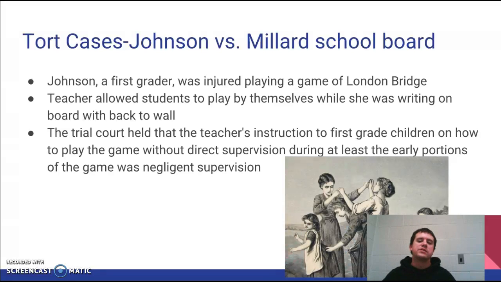The court held that the teacher's instruction to first grade children on how to play a game without direct supervision during at least the early portion of the game was negligent supervision. We've got to know who we're teaching the game to. These are first graders. They probably shouldn't be left alone at any point, especially early, the first time that you've taught them the game. The lesson to learn from this is when your students are engaged in physical activity, you must be attentive to them, especially in the first grade. This is sometimes called standard of care. Teachers are expected to exercise a level of care according to the age, maturity, experience, and mental capacity of the students and the nature of the learning activities in which they're involved.